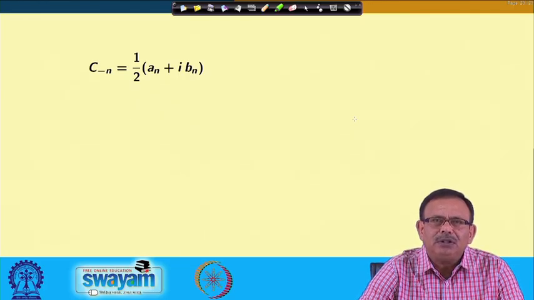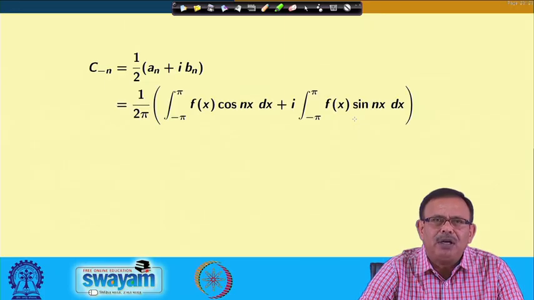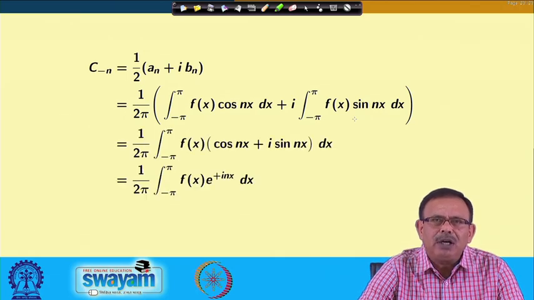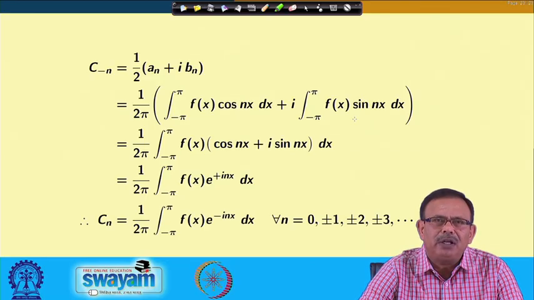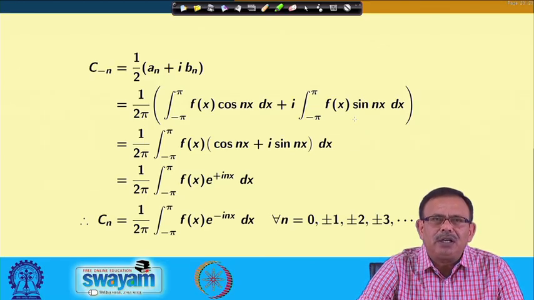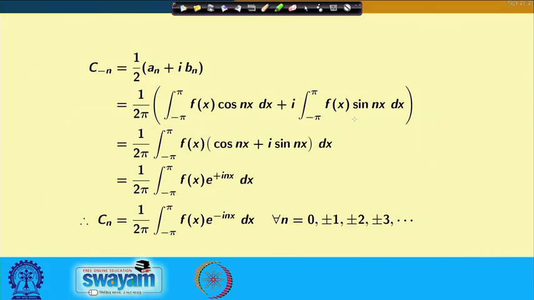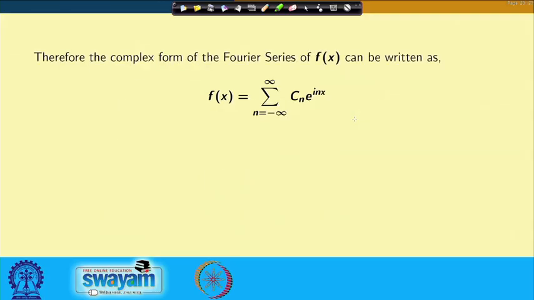In the same fashion, C minus n is equal to half into a n plus i b n. I am just substituting a n and b n by their integral values. Again take f(x) common, and cos n x plus i sin n x will be replaced by e power plus i n x. So, in general I can write down your C n equals 1 by twice pi, integral from minus pi to pi of f(x) into e power minus i n x dx, for all n equals 0, plus minus 1, plus minus 2, plus minus 3, like this.